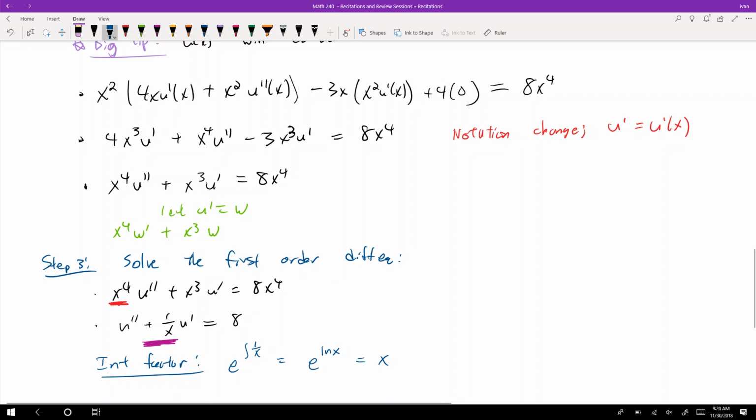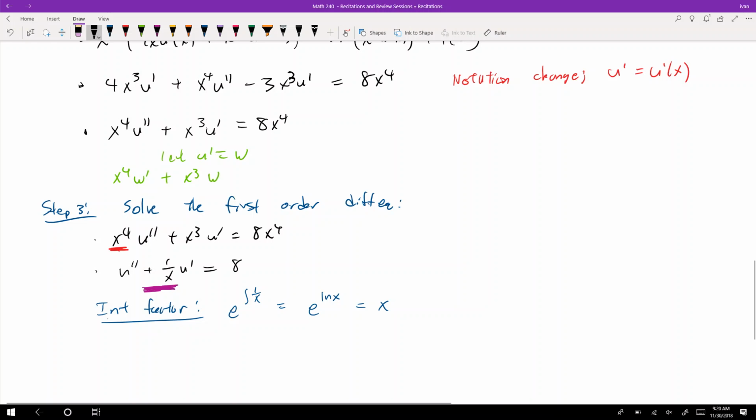Okay, so now what do we do? Now we multiply the entire thing by the integration factor. All right, so we multiply the entire thing by the integration factor. And so now what do we get? I get x u double prime plus u prime is equal to 8x.